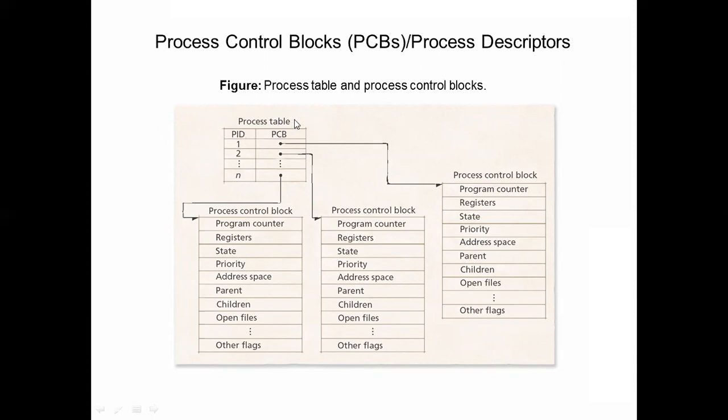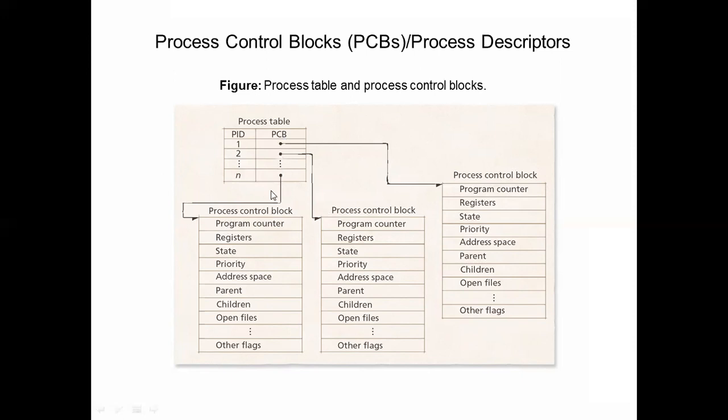This is the process table, and here you can see the PCB, process control block, and the PID. This is a unique number, 1, 2, and up to n. So several processes could be running at a time, and this is a pointer here. In this case, you can see the process control block, so you have the idea about this.